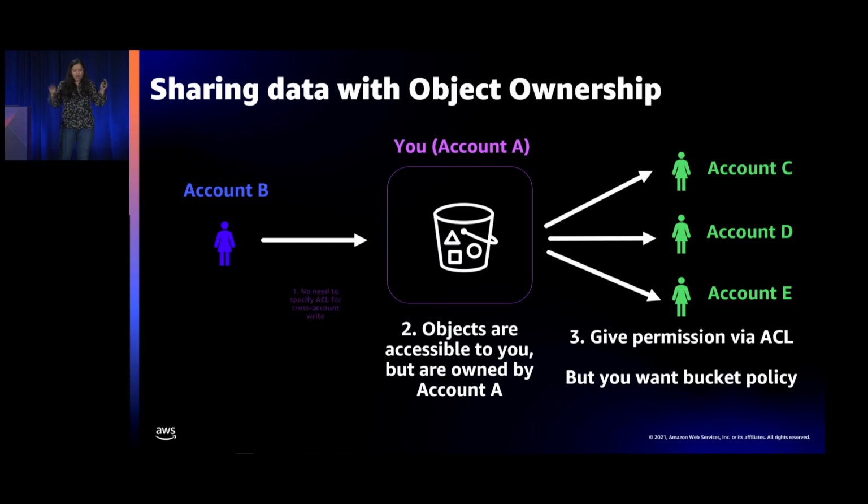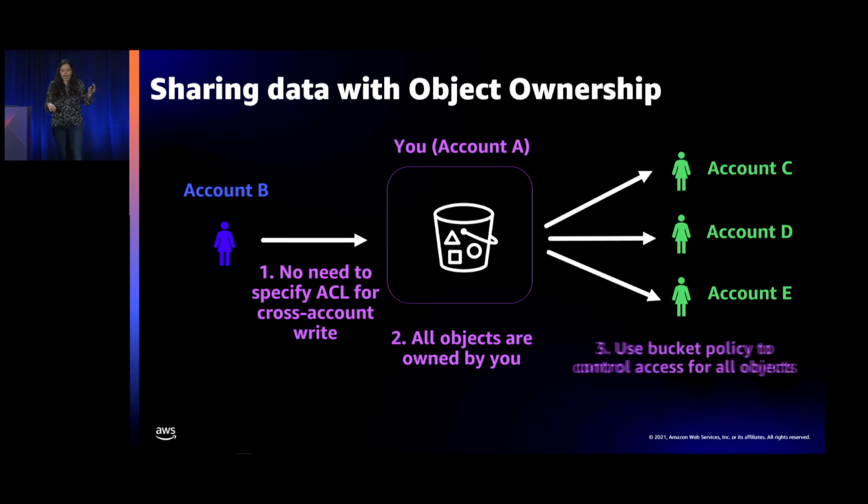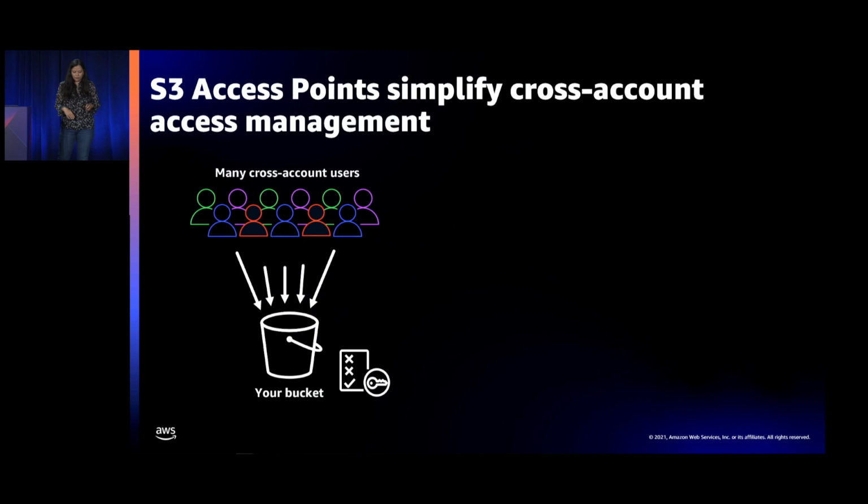For example, account B writes to your bucket. The write doesn't need to specify an ACL. You own all the objects. You can now use bucket policies to control access for those objects.